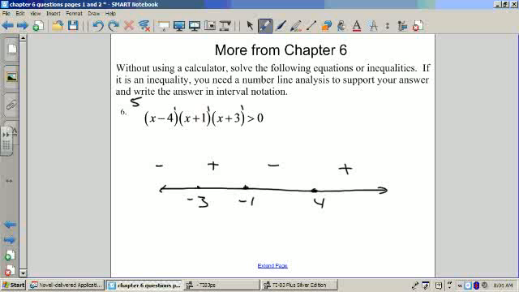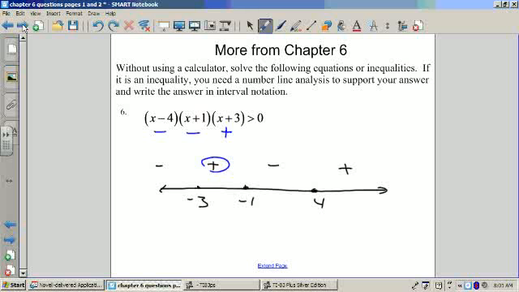Once again, if you're not sure of that, you can always pick a number. Let's check a number between -3 and -1. A good number would be -2. If I plugged in -2, -2 minus 4 is -6, which is negative. -2 plus 1 is -1, which is negative. -2 plus 3 is 1, which is positive. If I multiply a negative times a negative times a positive, I get a positive.